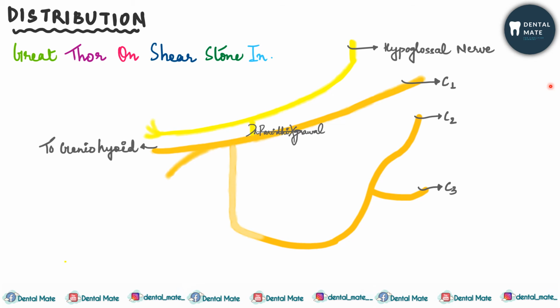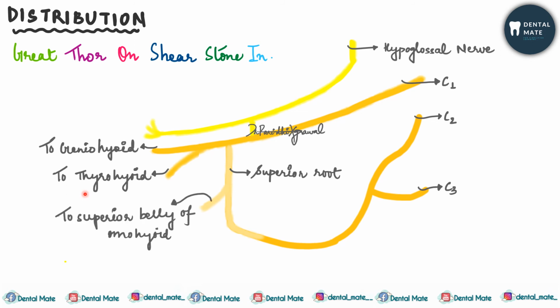Okay, so first, it has a branch to the geniohyoid. After that, it gives a branch to the thyrohyoid. Okay? So these are the G and T, geniohyoid, thyrohyoid. After that, the superior root is giving a branch to the superior belly of the omohyoid. So omohyoid, GTO, Great Thor on. Geniohyoid, thyrohyoid and omohyoid, the superior root.